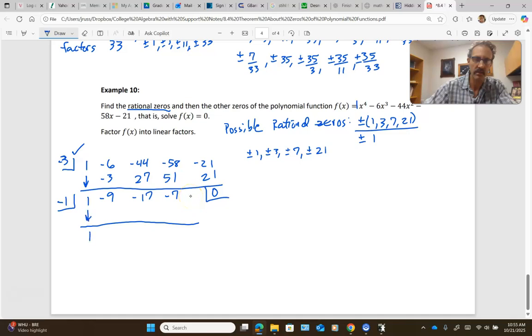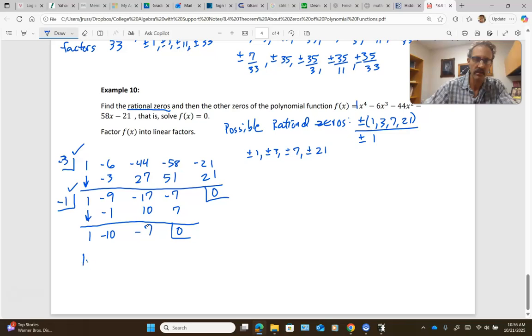Alright, so I'll drop down the 1. -1 times 1 is -1. -9 and -1 is -10. -1 times -10 is +10. -17 and 10 is -7. And finally, -1 times -7 is positive 7, and we get 0. Okay, so negative 1 is my other rational 0.